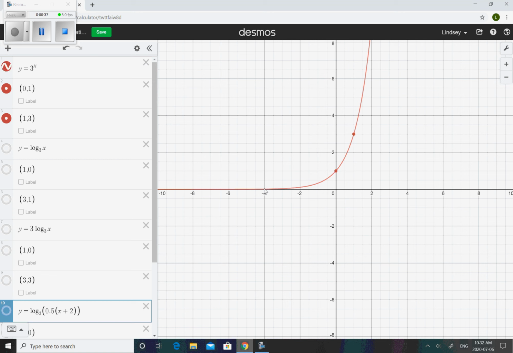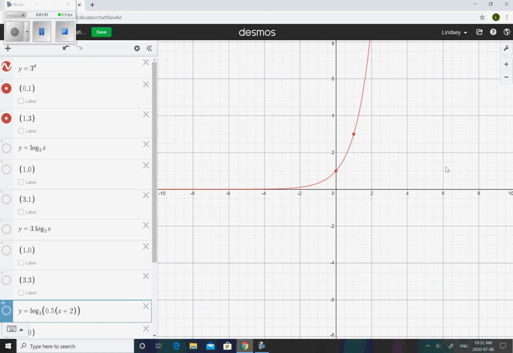If I want to look at some of the other characteristics, you'll remember that the domain is x an element of the real numbers, but y, in this case, is only values greater than 0. So you see an asymptote here at the x-axis. So y equals 0 is your asymptote for y equals 3 to the x, your horizontal asymptote.